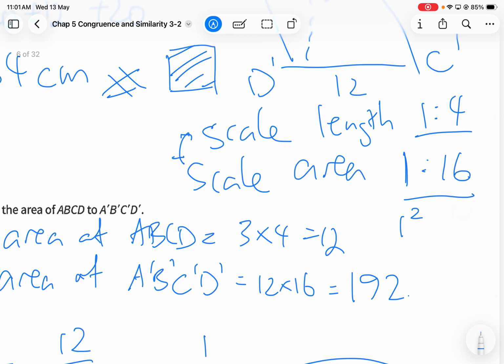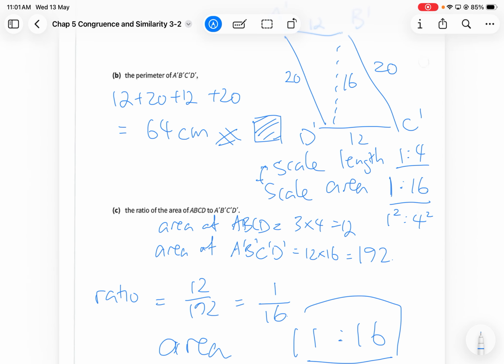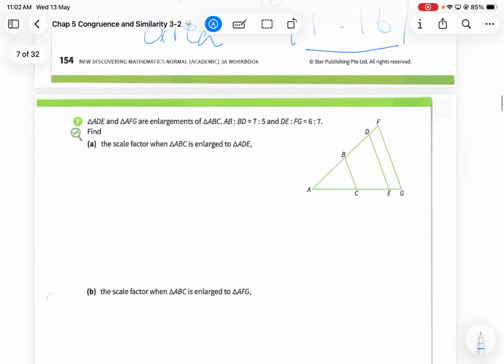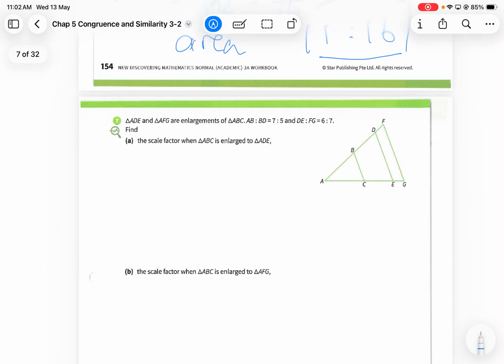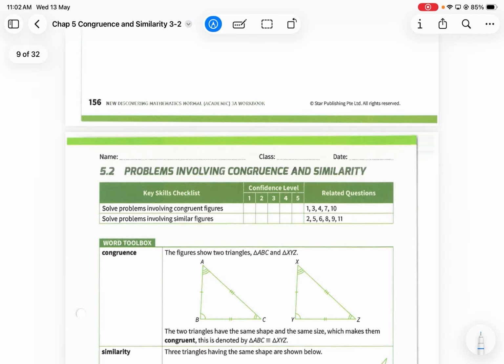Okay? This is actually 1 squared to 4 squared. So whenever you have a scale of length, you can square your scale and then it will become a scale for the area. Every 1 cm square will become 16 cm square. Okay? This one will later be used in your map scales. And N level will always ask. Okay, then we can go to 5.2 already.